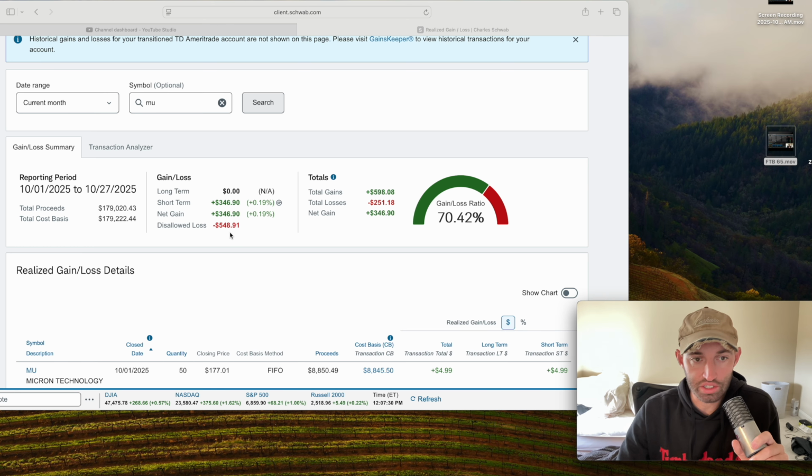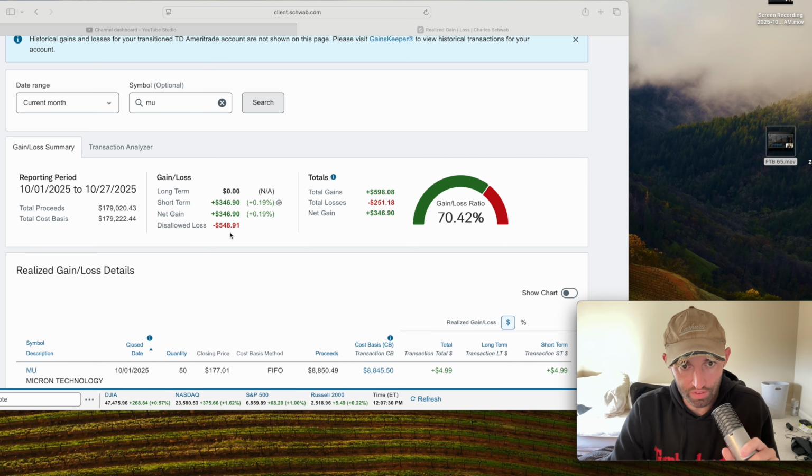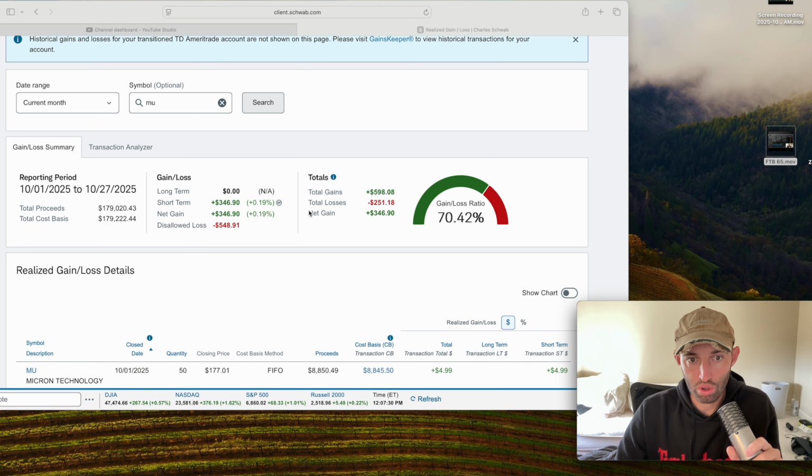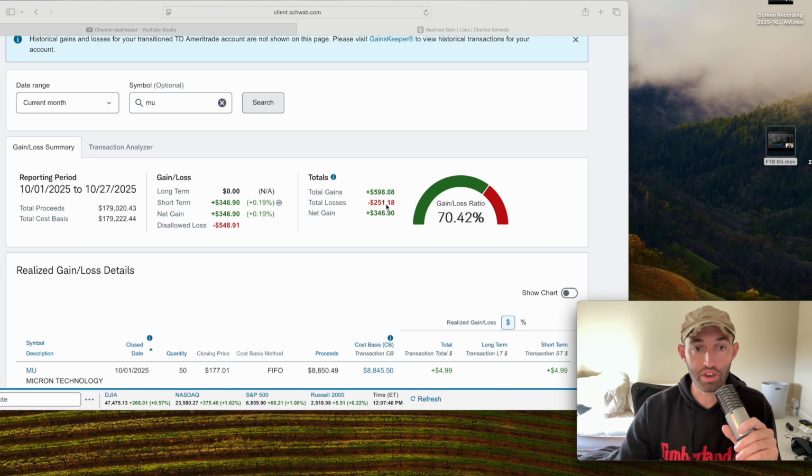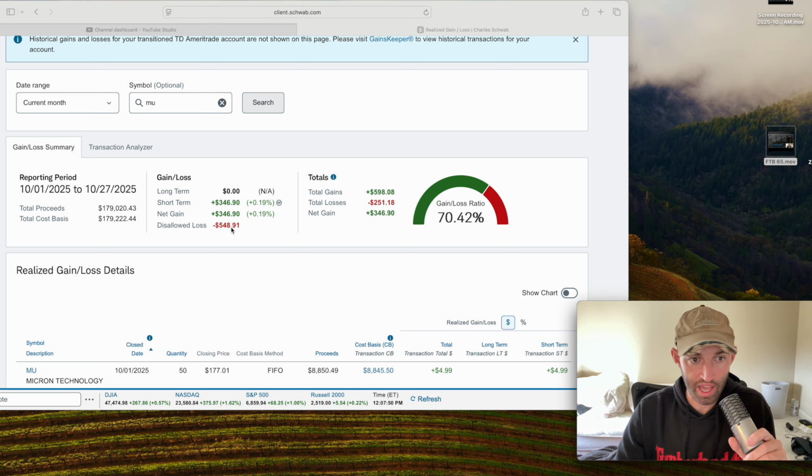So disallowed loss is the portion you are not allowed to write off on your taxes. And so total losses, I'm assuming those are the ones you're allowed to write, 251. But I'm saying this, I don't know what's going on. I don't know how we're going. The number of total gain, 346, that seems exactly correct. But this intermediary step of I've never lost $550 worth of monetary value on Micron at all.